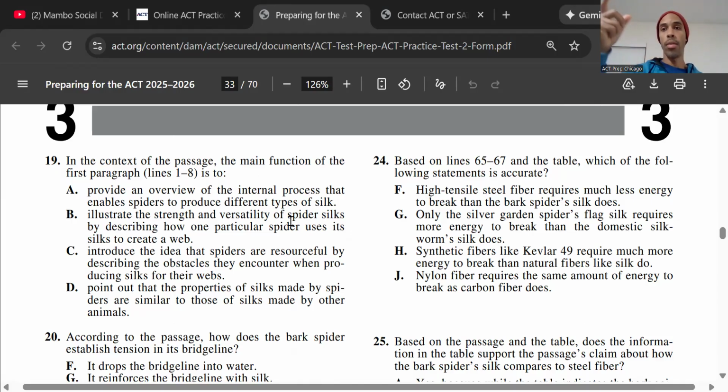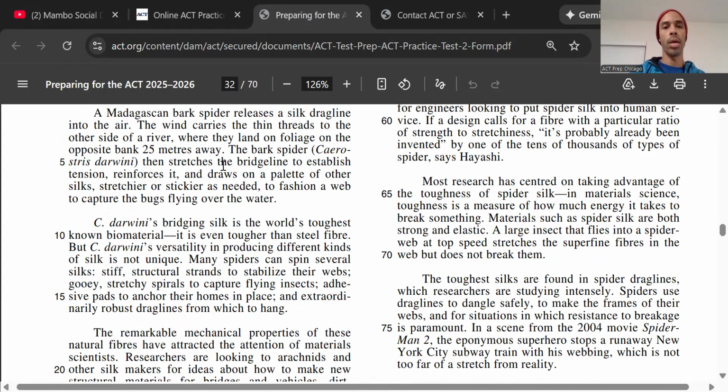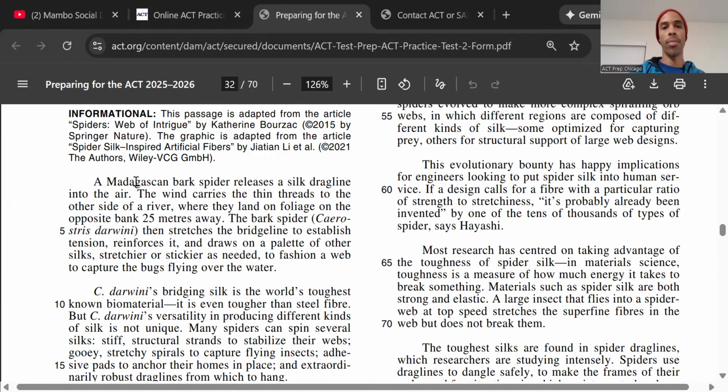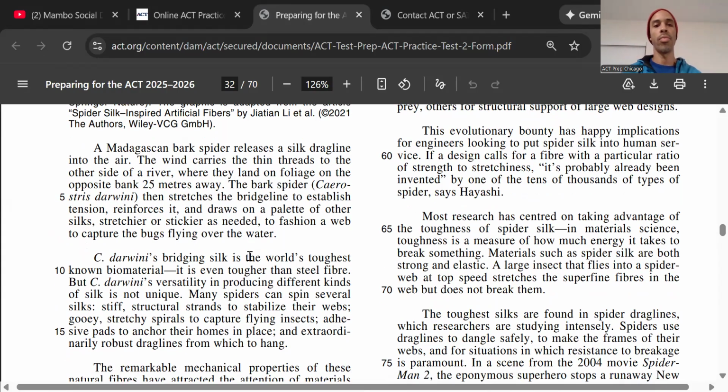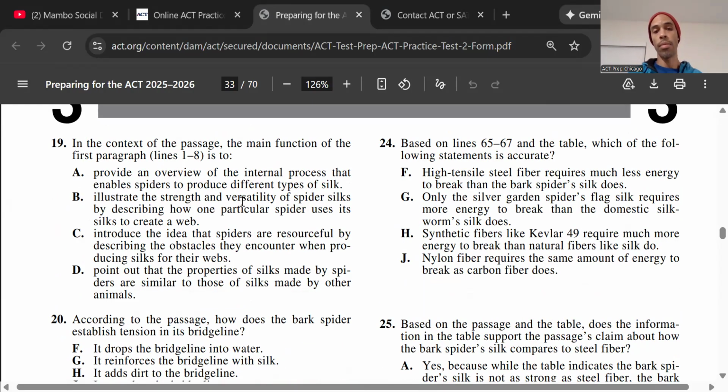How one particular spider, the Madagascar bark spider, uses its silk to create a web that would catch insects over a body of water. So it would definitely be that. That's what that was about. You reread that paragraph again and clearly see it was about one particular spider, the Madagascar bark spider, and how it carries the thin thread to the side of the river, and then it said, then stretch the bridge line to establish tension, reinforces it, and draws on a palette of other silks, stretchier or stickier as needed. So it used different types of silk to fashion a web. So yes, the strength and versatility. Versatility is a different type of silks, right?